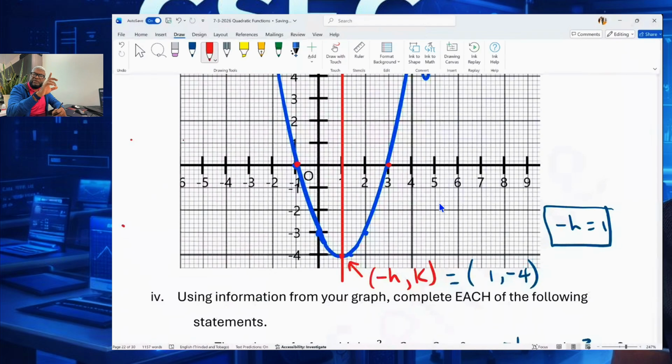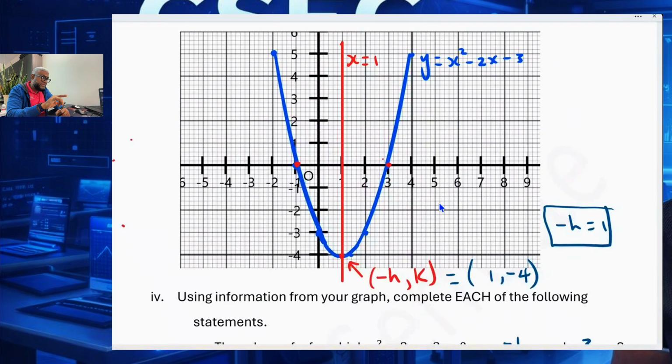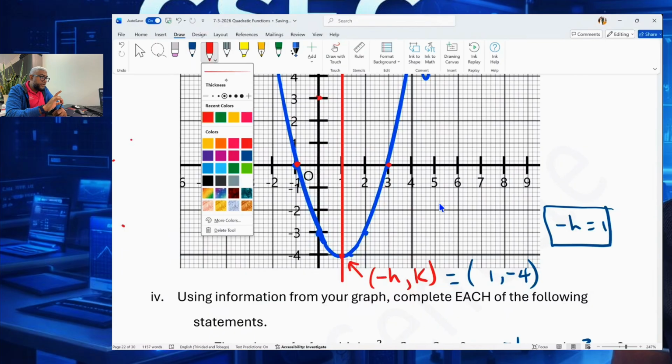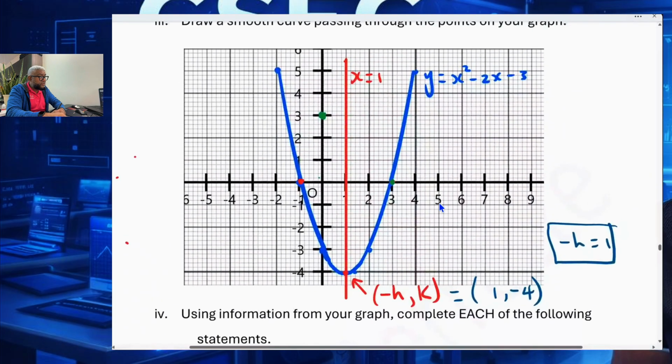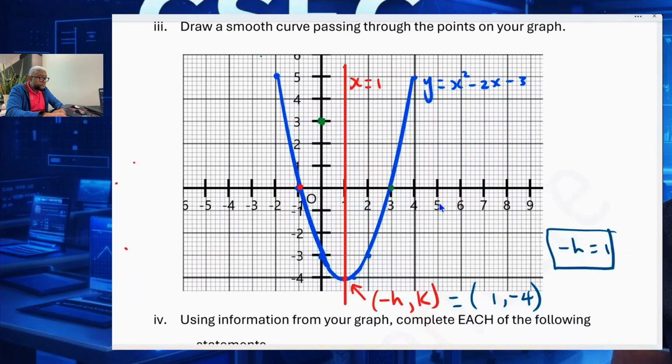So 0, what was the first one? 0, comma 3 would be right here. No, 0 on the x, 3 on the y will be here. I'll put this one in a different color. Let me go green. All right, 0, comma 3 would be here. And then 3, comma 0 would be here. So we draw a straight line through. Make sure you line up the 2 points, draw your straight line, right? Okay?